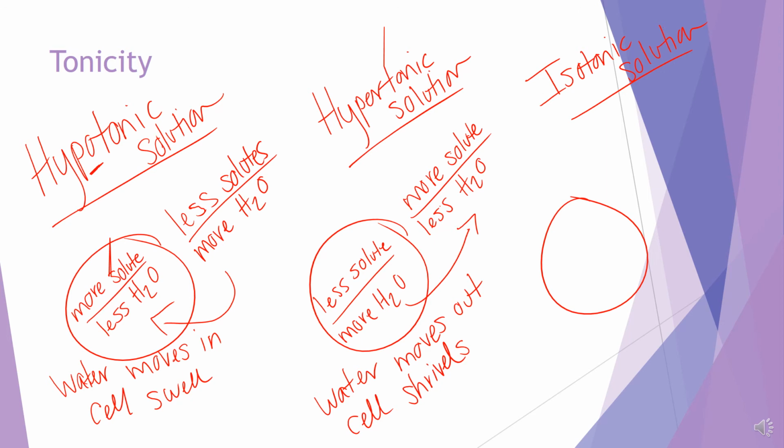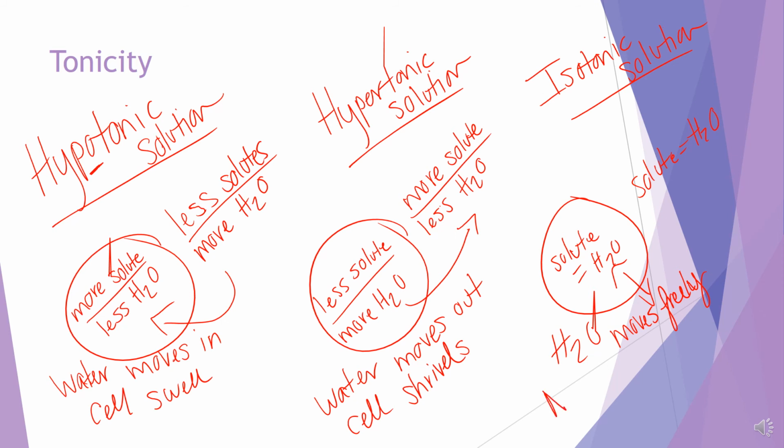And in an isotonic solution, the solute is equal to the H2O, solute inside the cell and outside the cell. So water is going to move freely. And this is a normal cell.